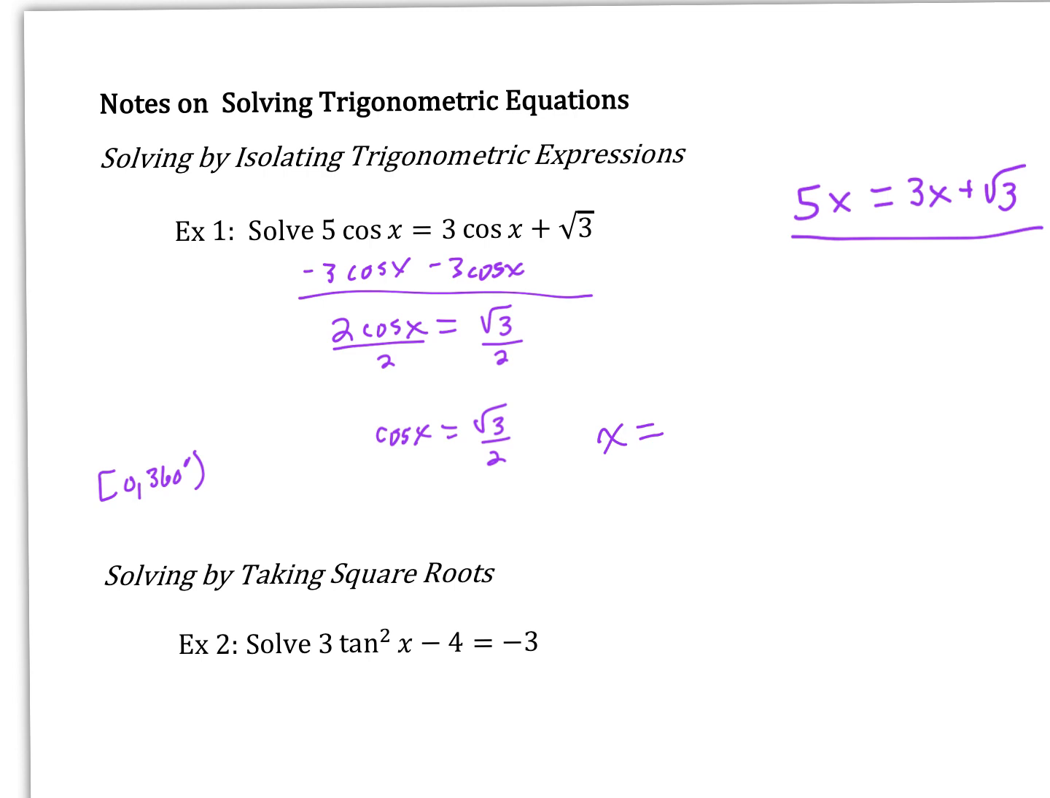So handy dandy unit circle, x is equal to the square root of 3 over 2. What are our two solutions? 330 and 60. Yeah, there we go. So we get 60, whoops, careful. Cosine is 30 degrees and 330 degrees. There you go.